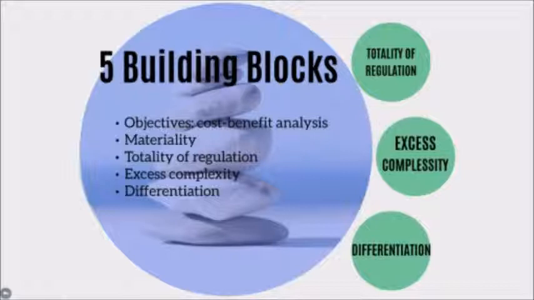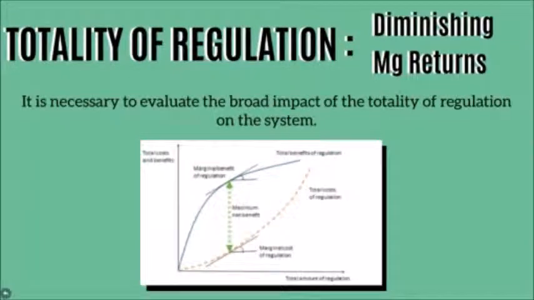According to the principle of totality of regulation, it would be necessary to evaluate the broad impact of the totality of regulation on the system. It is clear that correctly identifying costs and benefits of an additional regulation in this huge perspective is a hard task. What applies to individual regulation does not necessarily apply to the regulatory regime as a whole. One of the reasons behind this phenomenon is the economic concept of diminishing marginal returns of regulation. Indeed, as we can see from the chart, marginal costs of regulation rise as the total amount of regulation increases, while marginal benefits of regulation start to decrease after a certain peak. The optimum would be to impose regulation until marginal benefits and costs are equal.